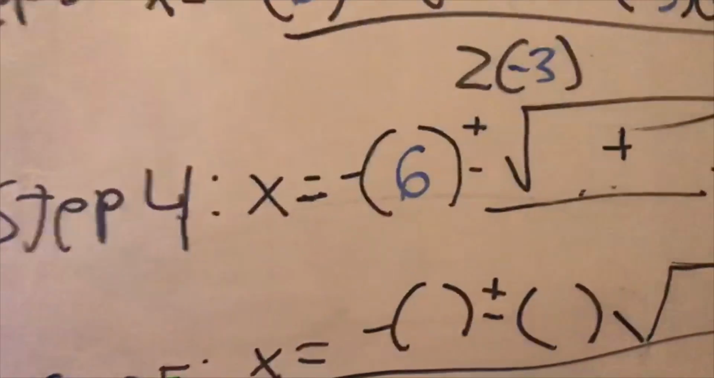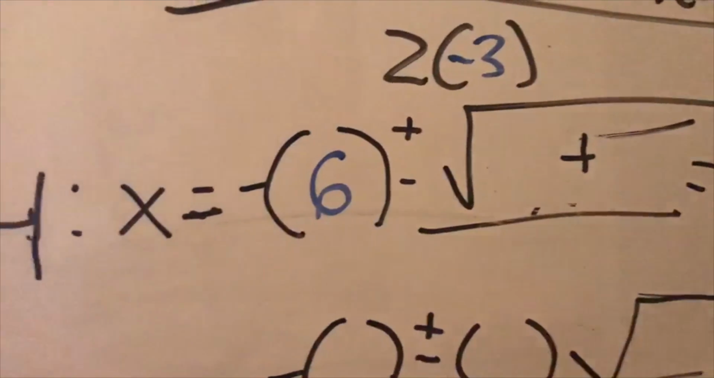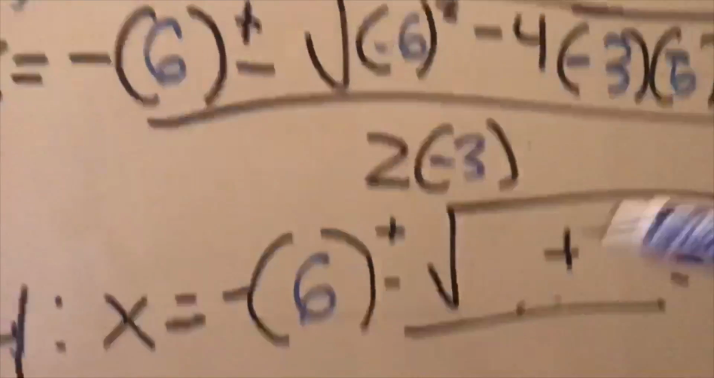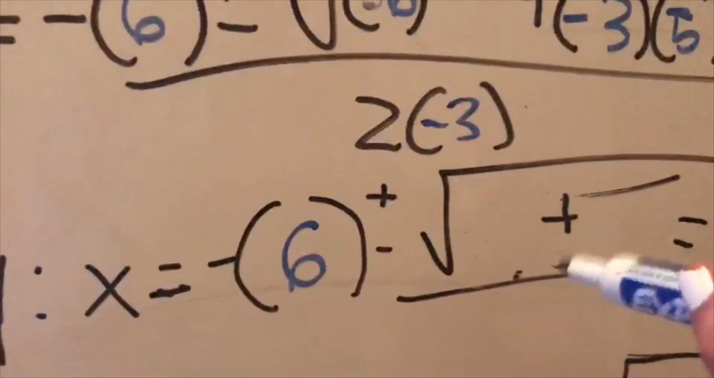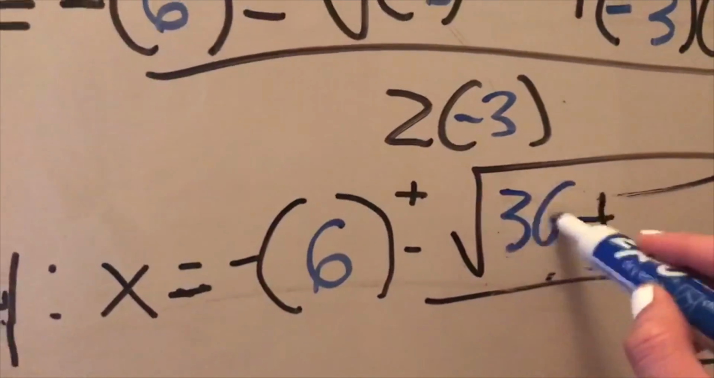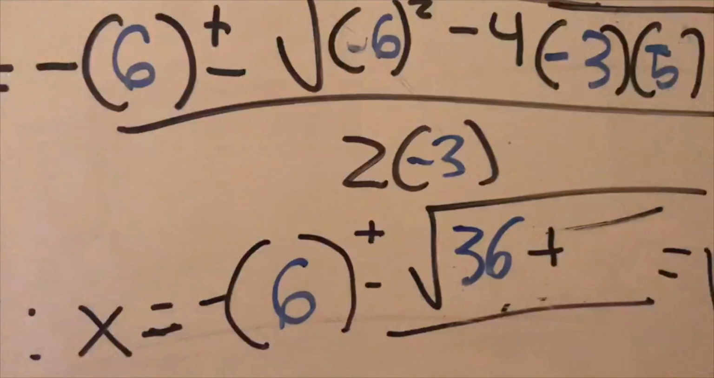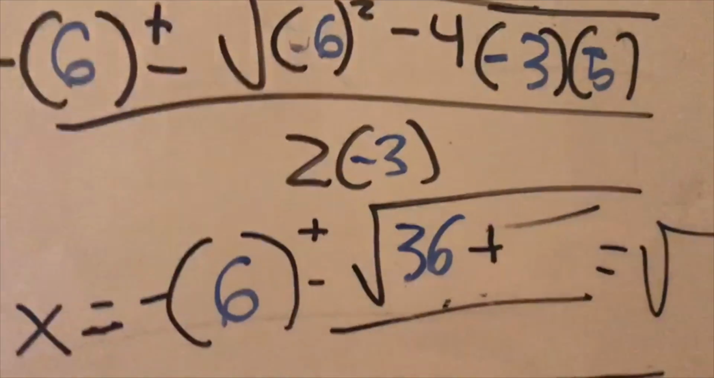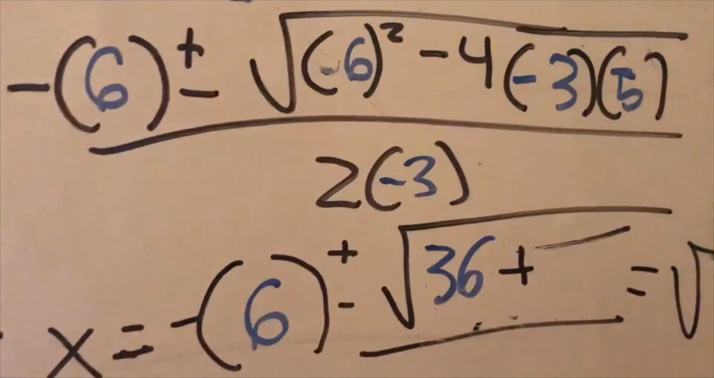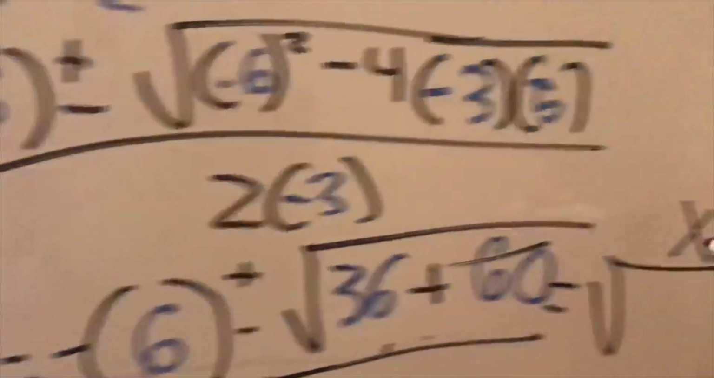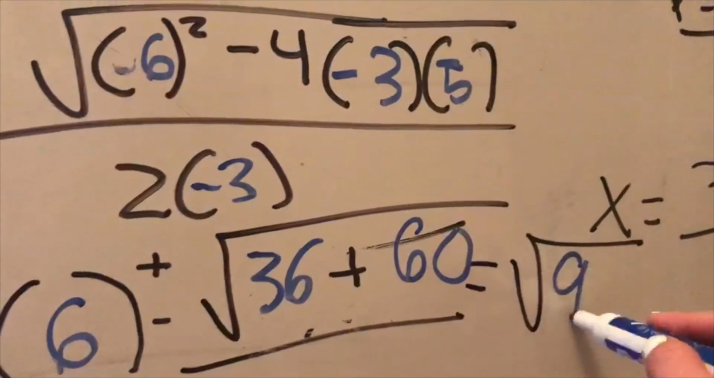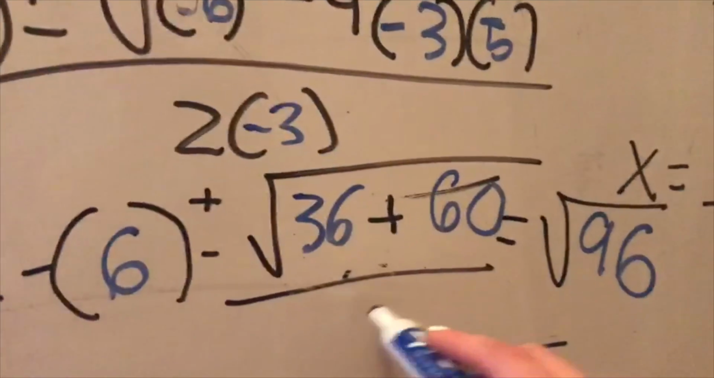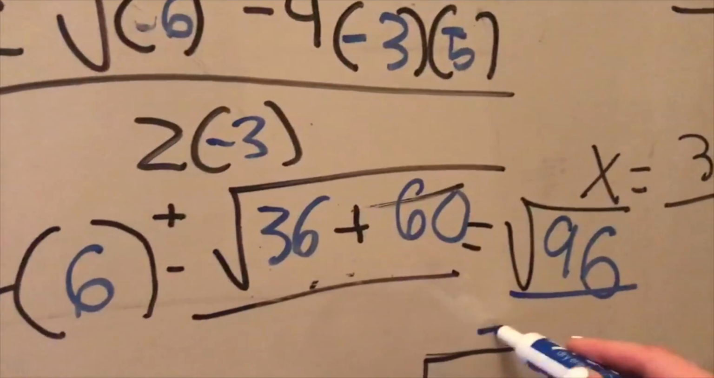So then, for step 4, you plug and you just simplify it. So 6 times 6 is 36. And 4 times negative 3 times 5 equals negative 60. And then these end up equaling 96 over negative 6.